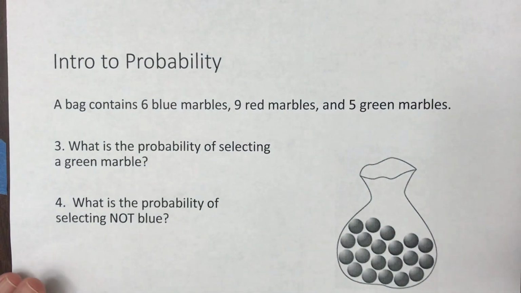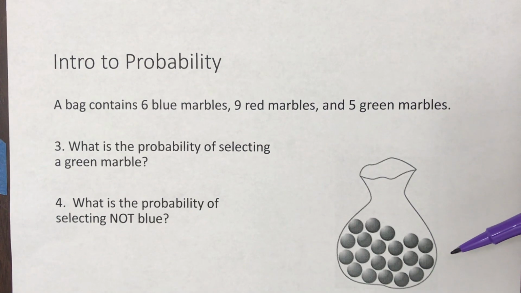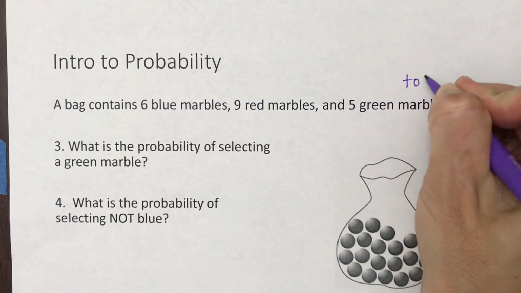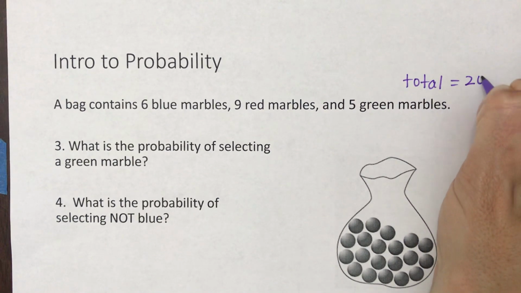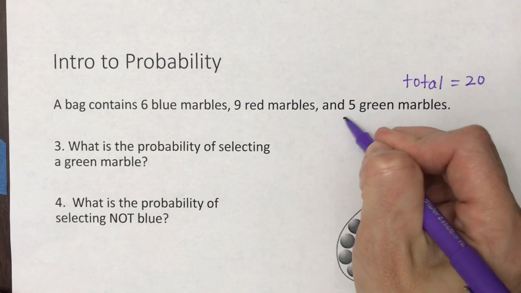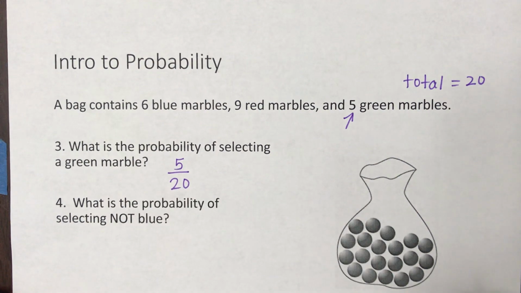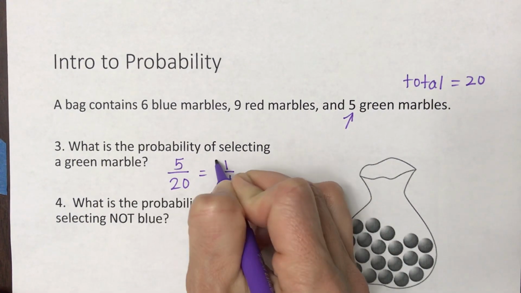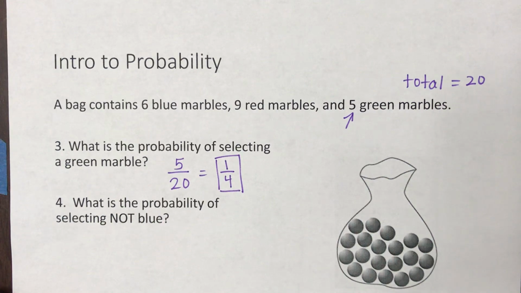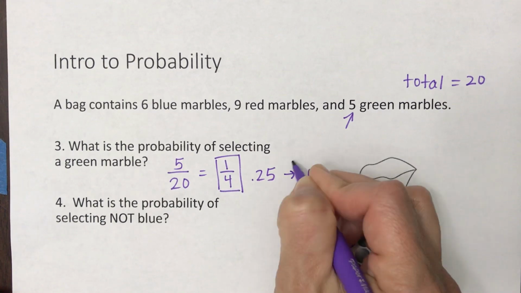I did not print this in color, but in this bag, there are 6 blue marbles, 9 red marbles, and 5 green marbles. So the total amount of marbles is 20. Okay, so what is the probability of selecting a green marble? So there are 5 green marbles. So 5 out of 20. And when we reduce that as a fraction, it is 1/4. A lot of you know 1/4 is 0.25, which changes to 25%.